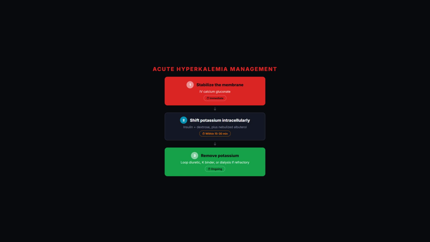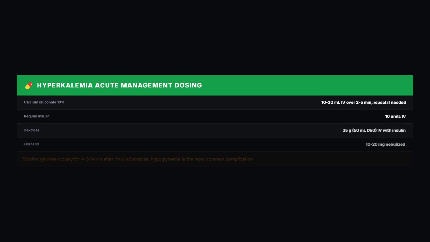Exact numbers. Calcium gluconate 10%, 10 to 30 milliliters, over 2 to 5 minutes. Repeatable if ECG changes persist at 5 to 10 minutes. Insulin 10 units regular with 25 grams dextrose. That's 50 milliliters of D50, over 15 to 30 minutes. Watch glucose closely afterward. Hypoglycemia is the most common complication of this step.